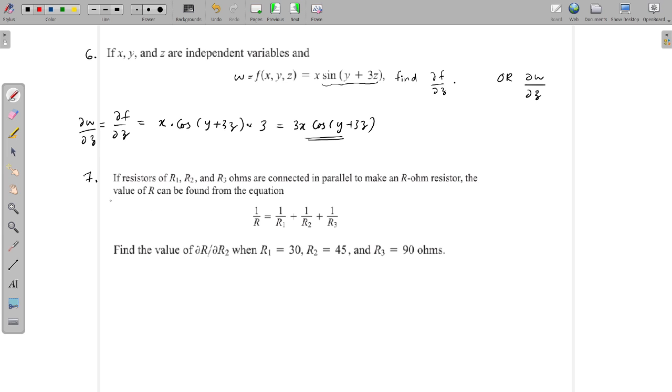Next we have the next question. This is the 7th example in the textbook, that's why I put 7 here, and this is the 6th example of the textbook.